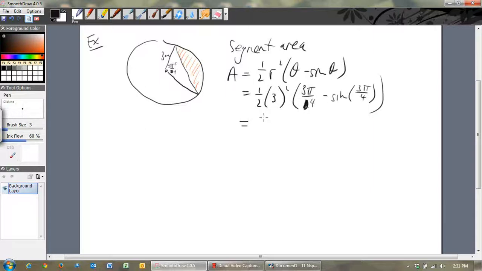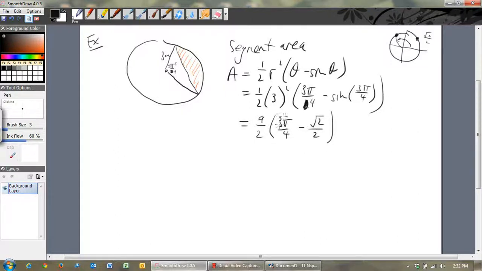equals half times 9, so that's 9 over 2, and we've got 3 pi on 4 minus. Now, let's just have a think about this. What's the sine of 3 pi on 4? Now, 3 pi on 4 is here. Anyway, that's that angle there, 3 pi on 4, it's 3/4 of pi. So it's the same as the sine value here, which is at pi on 4, and that is root 2 on 2. Okay, so sine 3 pi on 4 is root 2 over 2.